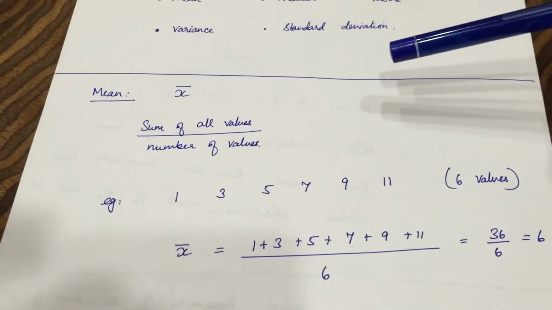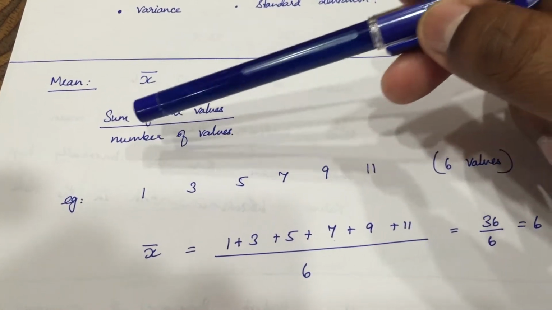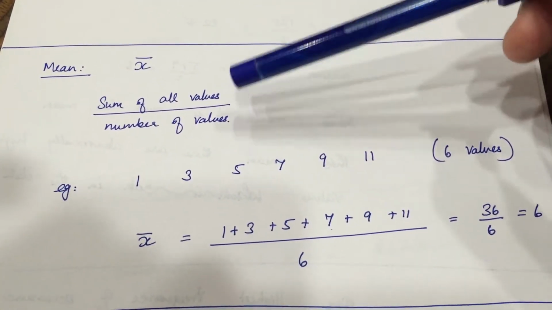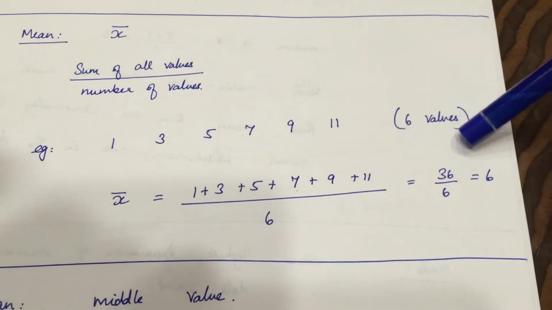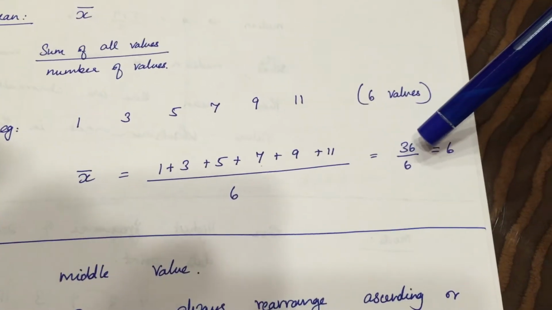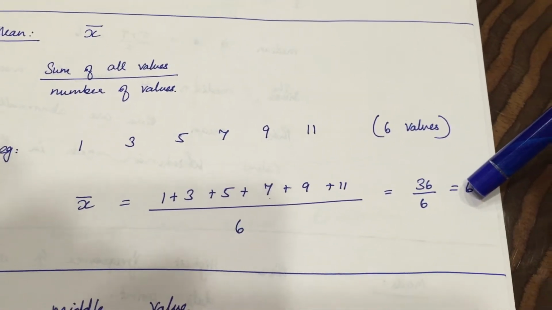First, let's look into the mean. Mean is represented by x bar, and it is the sum of all the values in a group divided by the number of values in the group. For example, in this group we have 6 values and their sum totals to 36. So when you divide 36 by 6, your mean is 6.